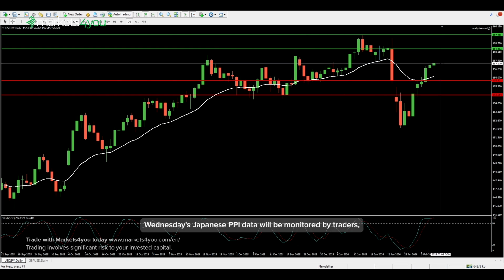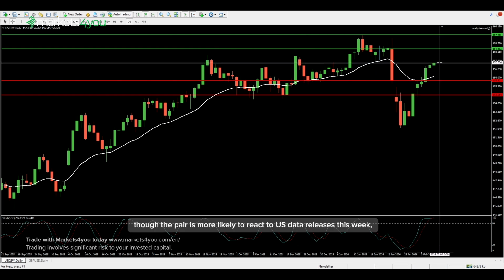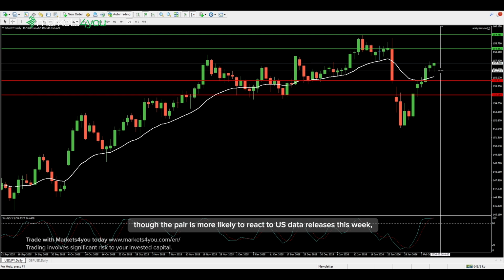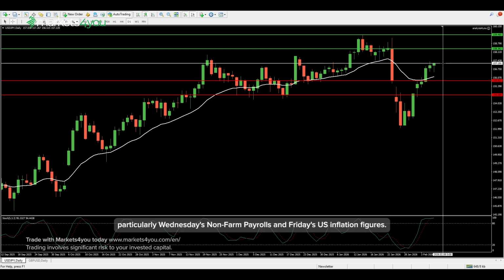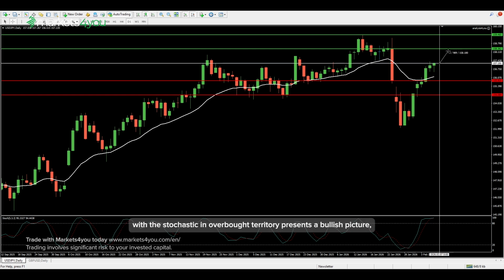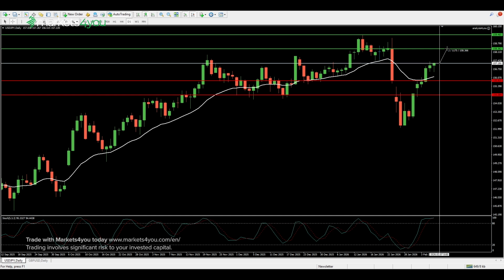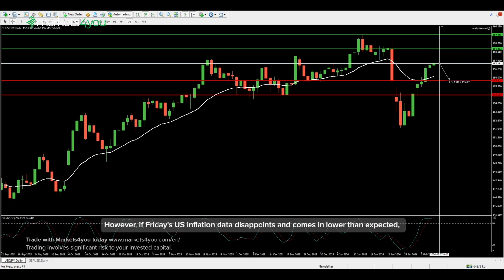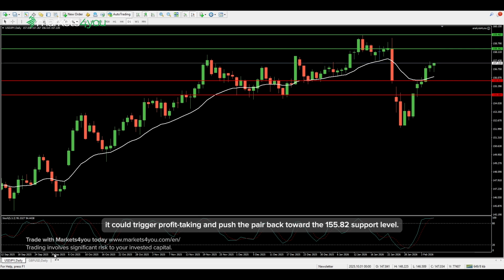Wednesday's Japanese PPI data will be monitored by traders, though the pair is more likely to react to US data releases this week, particularly Wednesday's non-farm payrolls and Friday's US inflation figures. The strong positioning above the 20-day moving average with the stochastic in overbought territory presents a bullish picture, but traders should be cautious about chasing the rally at current levels. The next target for bulls will be the 158.36 resistance level. However, if Friday's US inflation data disappoints and comes in lower than expected, it could trigger profit-taking and push the pair back toward the 155.82 support level.